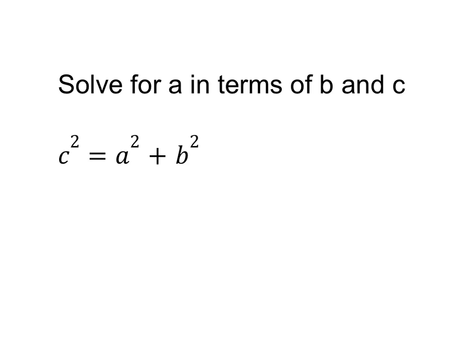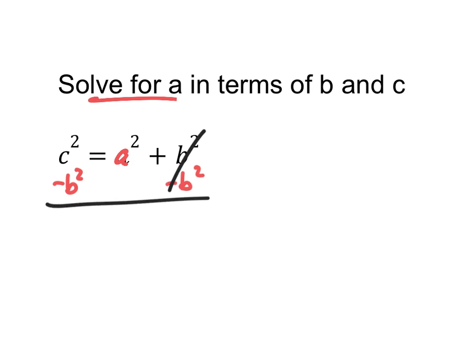Okay, let's look at the last two. This one is a little tricky. Now this is the Pythagorean theorem. I have a friend, his name's Pythagoras. He's also your friend. What I want to do is solve this equation for a. So here's a, and I'm going to move this b squared over to the other side by subtracting b squared from both sides. So that cancels out. I'm left with a squared on the right side, and then I've got c squared minus b squared on the left side.